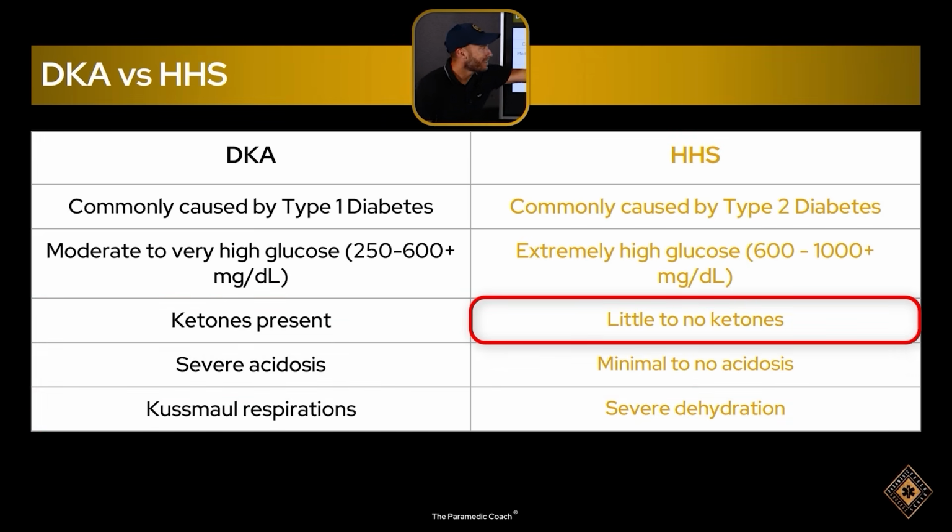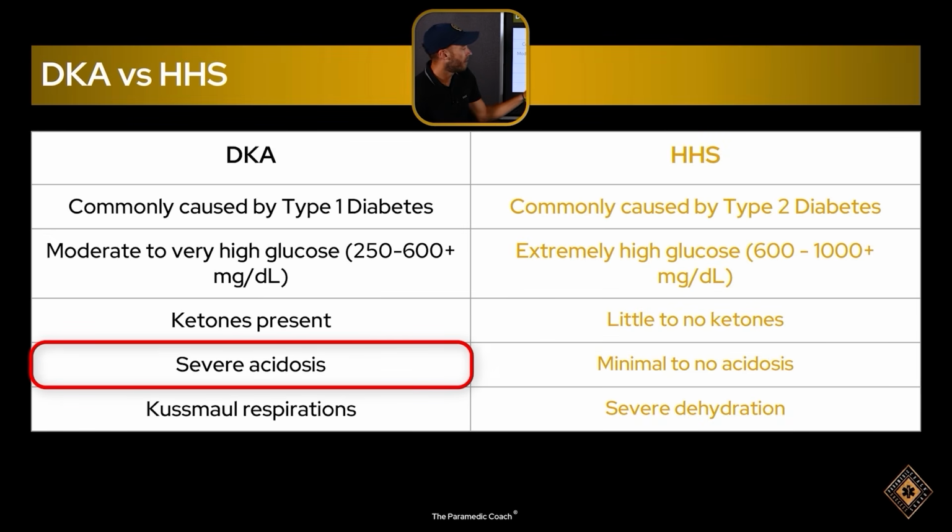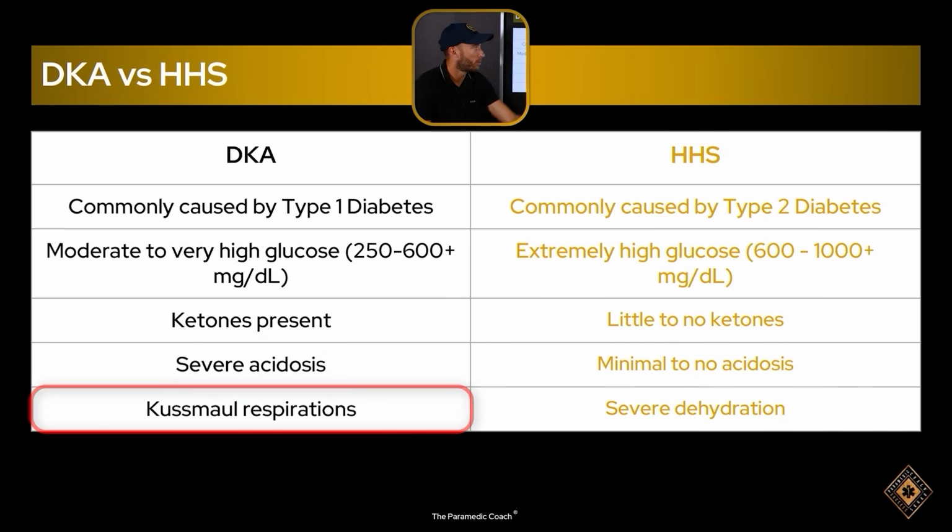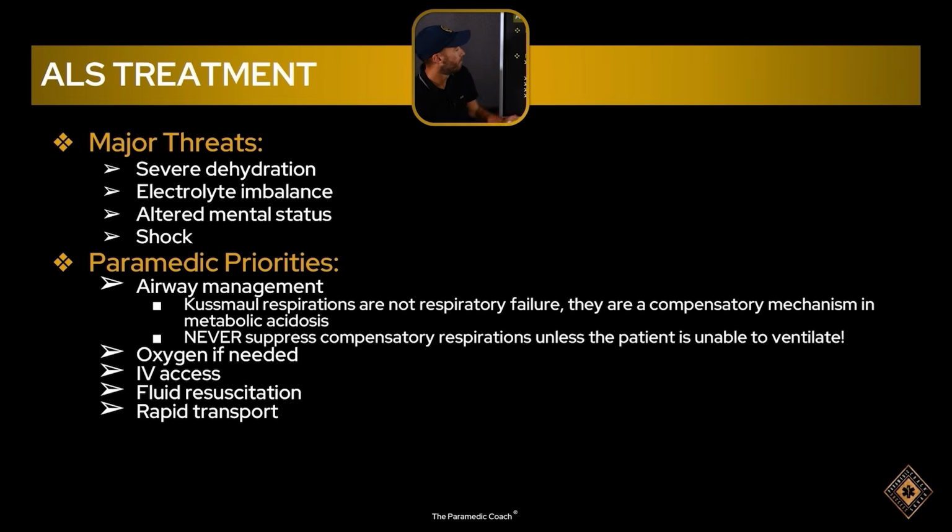But wait, why doesn't HHS get Kussmaul? Because they're not in a diabetic ketoacidosis. This is a compensation mechanism. That's why we don't have those Kussmaul respirations with this one. Does that make sense? Okay. So what this means is why Kussmaul respirations is your hallmark sign and symptom of DKA, because it's the only one that has it. Rapid and deep. Make sense? Okay, good. Now let's talk about ALS treatment.